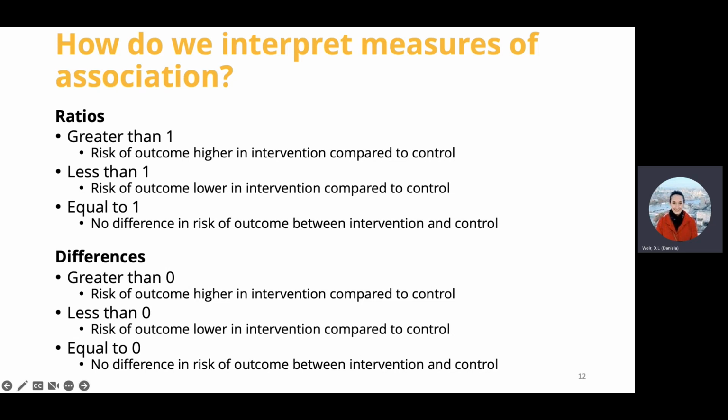Now, if we're trying to interpret the differences, if the rate difference or risk difference is greater than 0, it means that the risk of the outcome is higher in the intervention group compared to the control group. If it's less than 0, it means that the risk of the outcome is lower in the intervention group compared to the control group. But if it's equal to 0, it means that there's no difference between the two groups. So the null value for ratios is 1, meaning that the risk of the outcome is the same between the two groups. And then, of course, the null value for a difference is 0. It means that there's no difference in the risk of the outcome between the two groups.